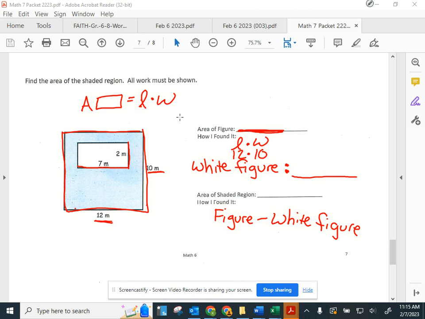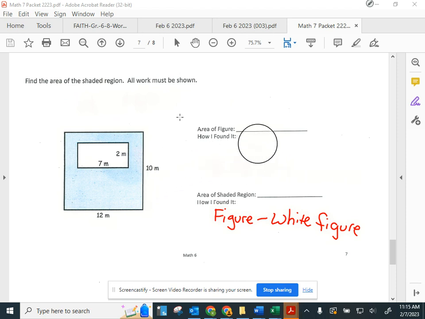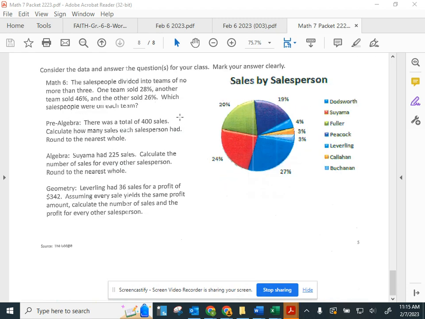All right. Let's look at our last page. On our last page, we need to be able to read this graph. It says the salespeople divided into teams of no more than 3. One team sold 28%, another team sold 46%, and the other sold 26%. Which salespeople were on each team? So you have to figure out which percentage goes with which person.